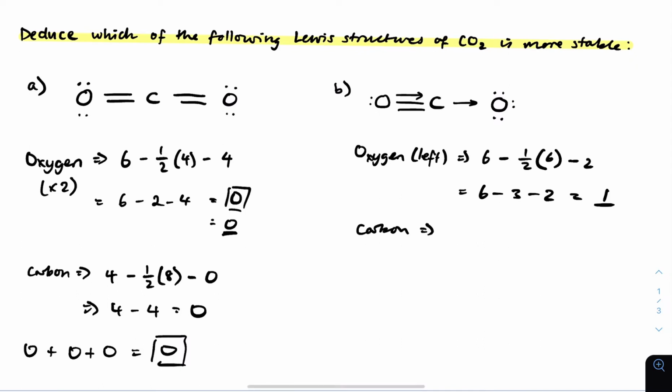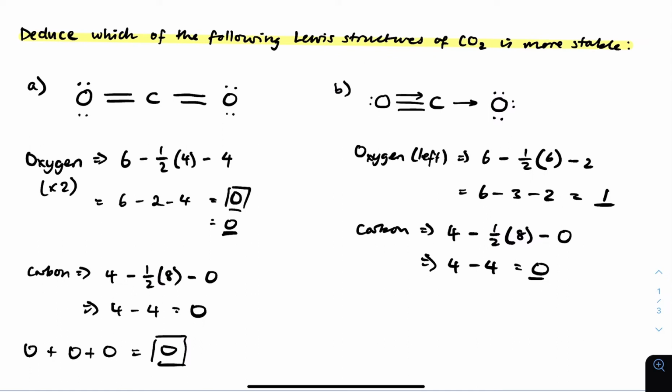It's only 1 carbon, so we don't need to label it more than carbon. So carbon has 4 outer shell electrons, valence electrons, and half of the bonding. It's got 4 lines over there, so that means it's 8 electrons that are being bonded. Remember, each line represents 2 electrons. And then we subtract the lone pair electrons, and in this case, we don't have any. It's 0. So that means this is 4 minus 4, which is equal to 0.